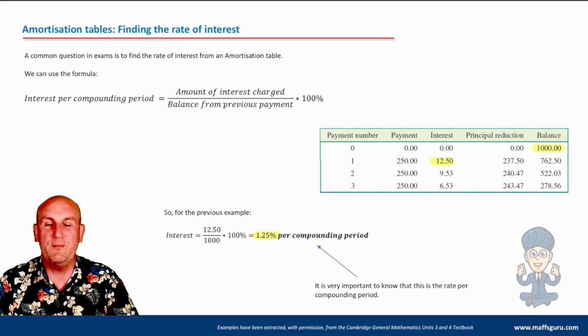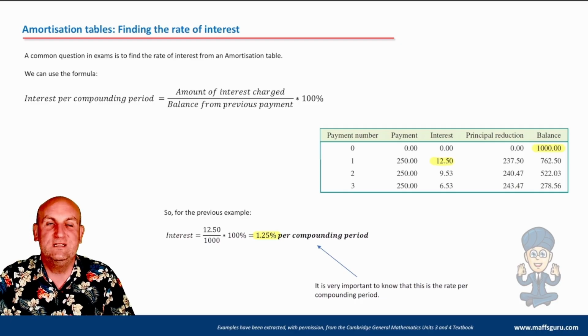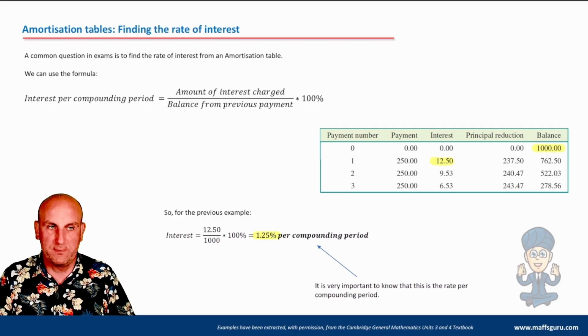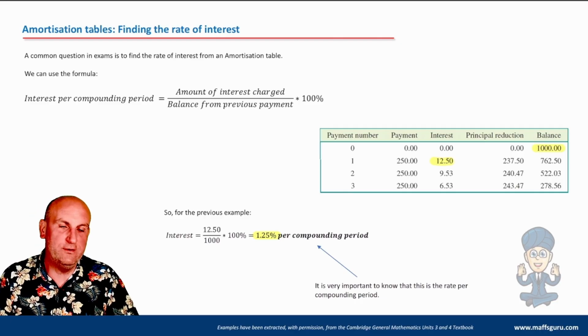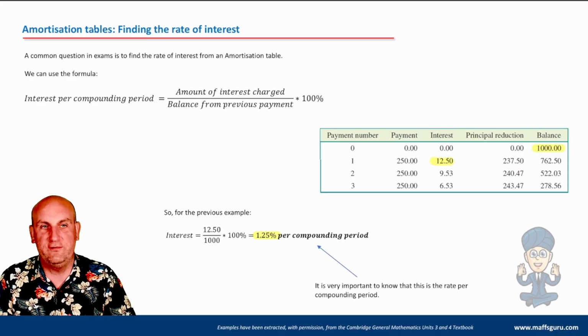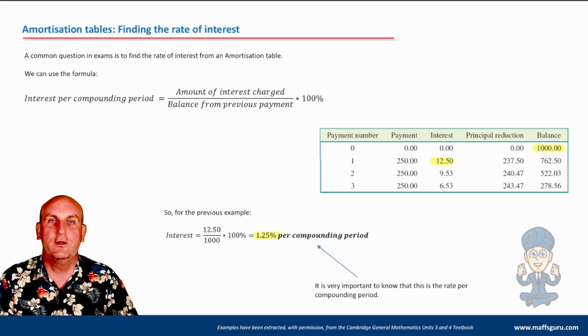Now again, because I don't know my annual rate, I can't actually work out my compounding periods, all right? But if my annual rate was, no, not even going to try and do this in my head.